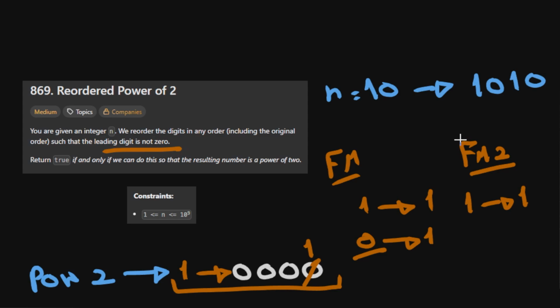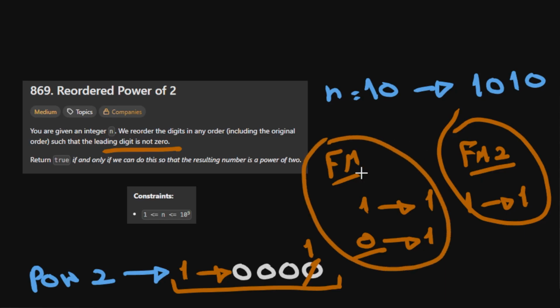We just need to check if we find a frequency map for a power of 2 that's equal to the frequency map for the input. If we find this, we return true. If we reach this bound and we don't find it, we return false. So with this in mind, now let's go with the code.